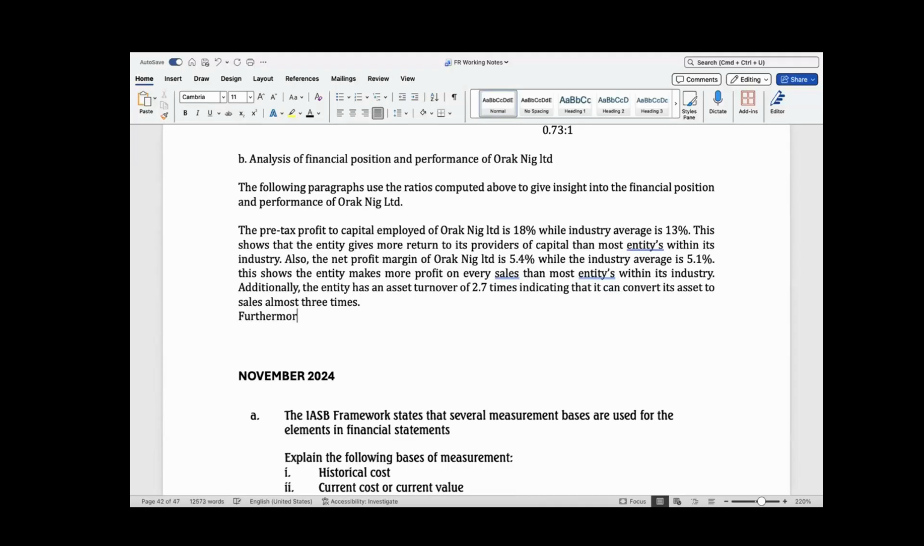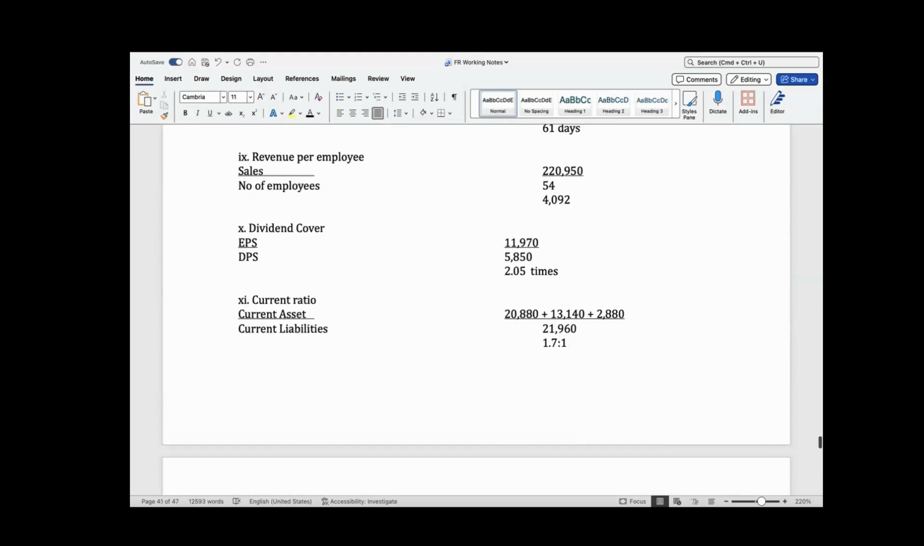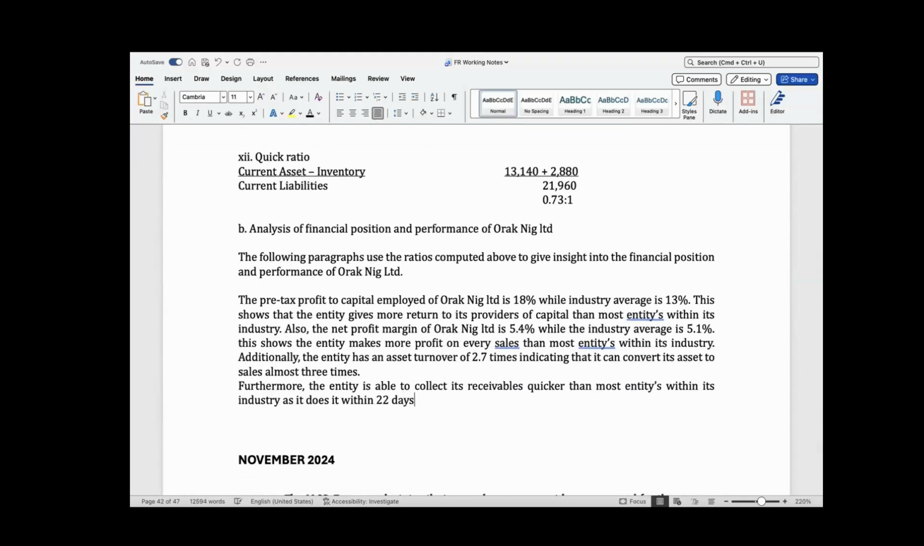So furthermore, the entity is able to collect its receivables quicker than most entities within its industry, as it does it within 22 days, while others are doing almost 76 days.